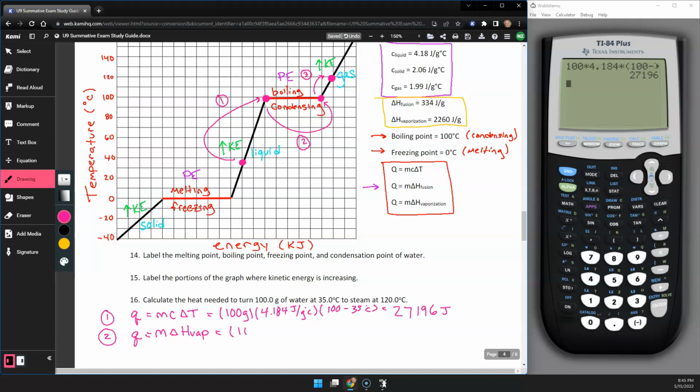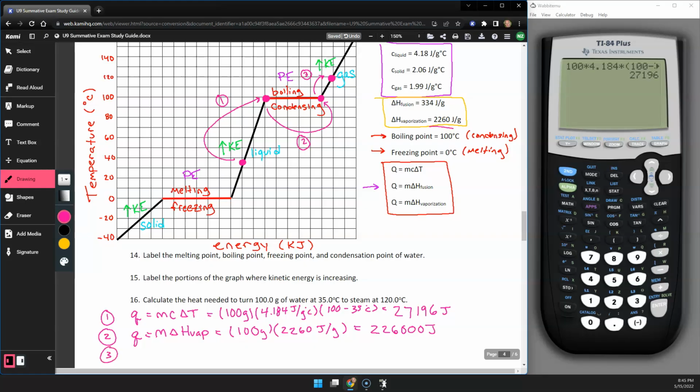So we've got 100 grams, and then we're going to use the vaporization value. So 2260 joules per gram. And we get, so I'm just going to add 2 zeros here, 226000 joules.